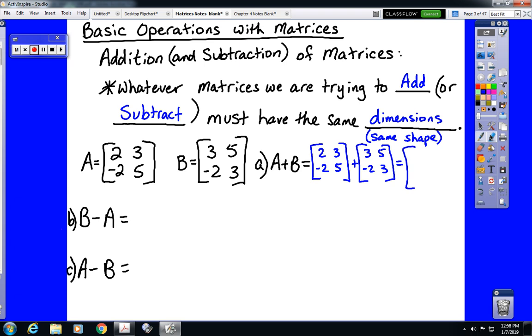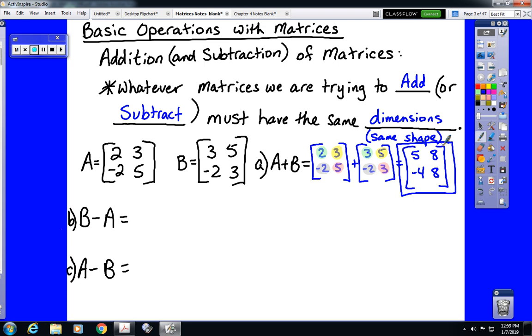Now this is a very, very simple thing. All we do is we add the numbers that have the same row and column locations. So for instance, 2 plus 3 is 5. And we do that for each location. So we add 3 and 5 together. 3 plus 5 is 8. We add negative 2 and negative 2 together. Negative 2 plus negative 2 is negative 4. And finally, 5 plus 3 is 8. So A plus B would be the matrix 5, 8, negative 4, 8.